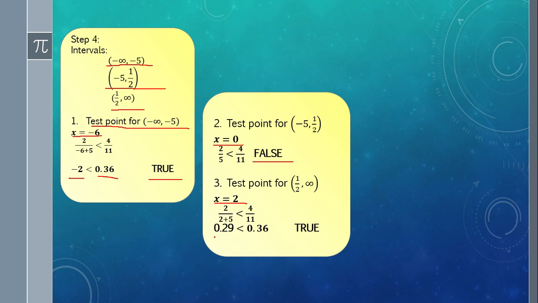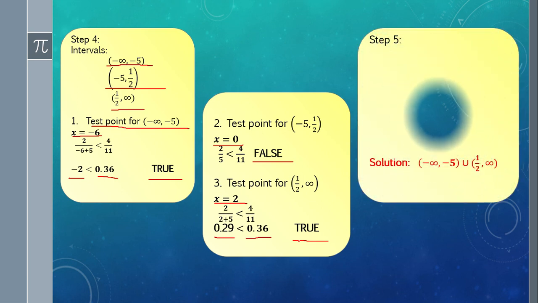But we can round it off to 0.29. And in order to identify whether it's true, 0.36 is greater than 0.29? Yes. 0.29 is less than 0.36. The answer there is yes. Therefore, it is true. Now, we are ready to proceed with our step 5 to draw our solution.